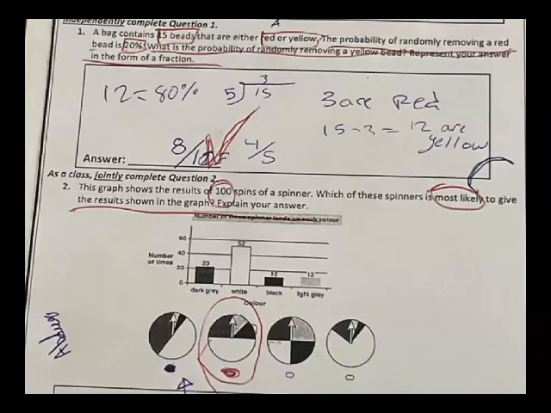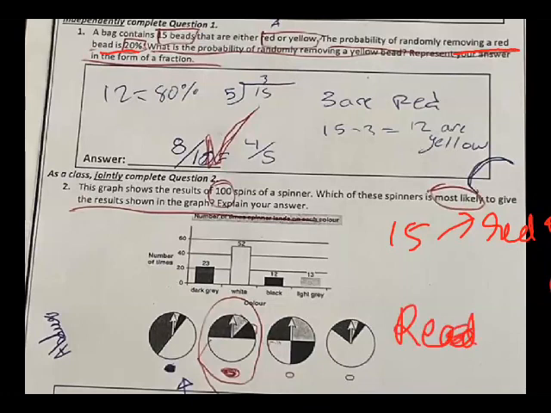Okay, the next question. A bag contains 15 beads that are either red or yellow. The probability of randomly removing a red bead is 25... They have told you already the probability of taking out the red is 20%, Abdurrahman. The next question: what is the probability of randomly removing a yellow bead? You have to write that.